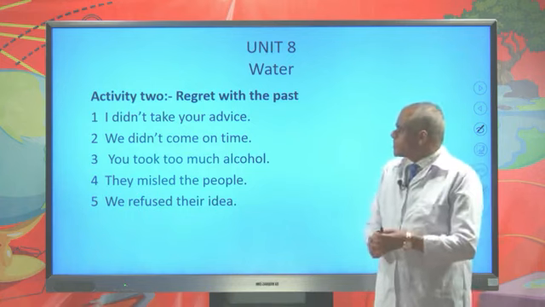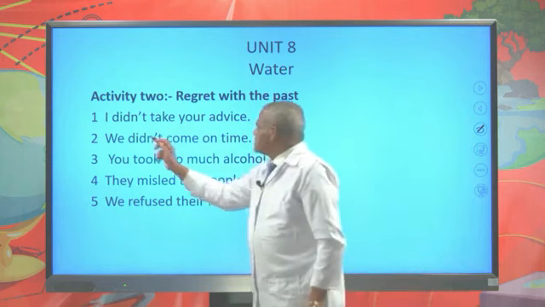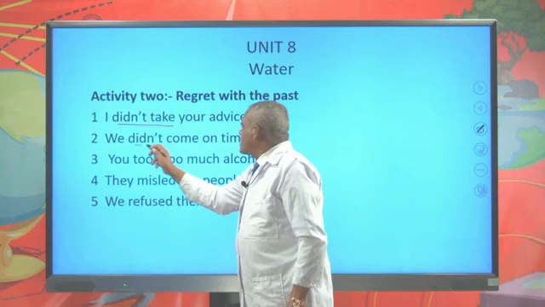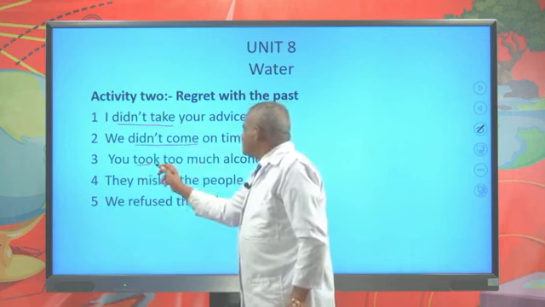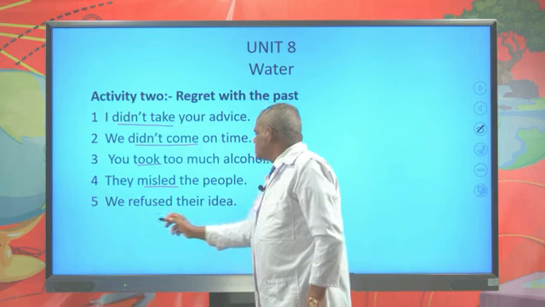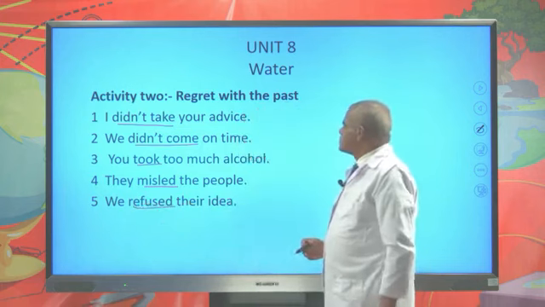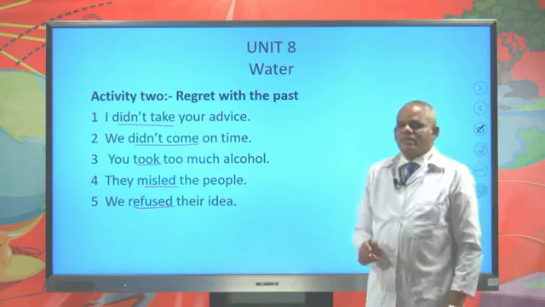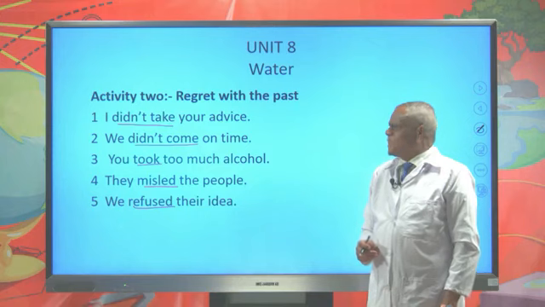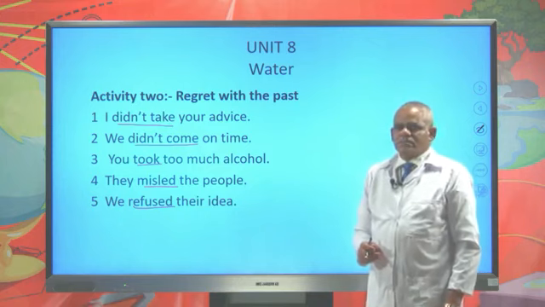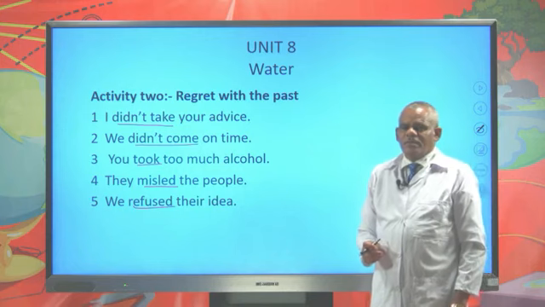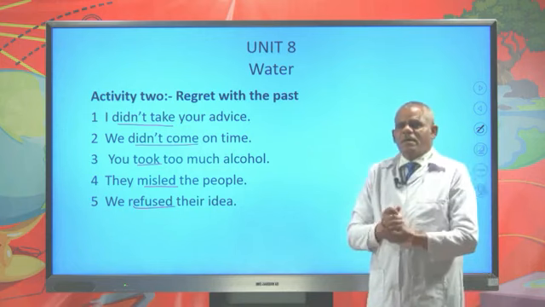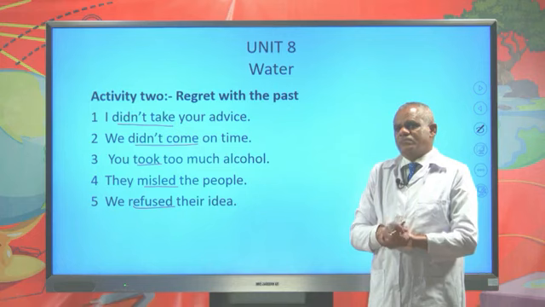Look at the sentences. I didn't take your advice. In every sentence, here are the verbs. You see? Now, the speaker wants to express regret about the past. I didn't take your advice. The speaker maybe had something happen in his life. That's why he didn't listen to anyone else, his friends or his family members. So he's regretting what he did in the past.